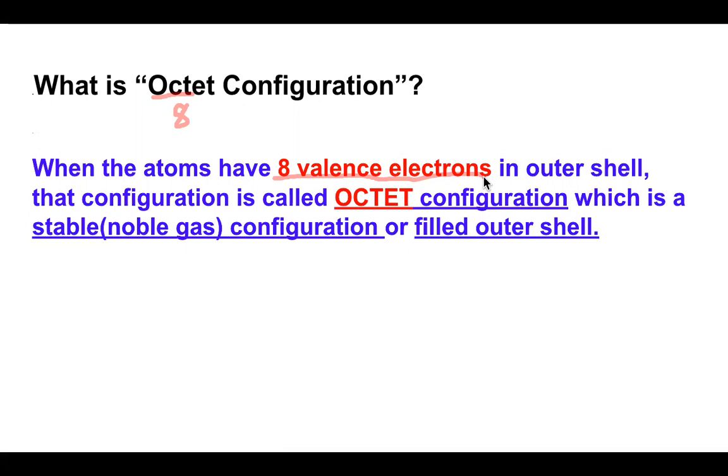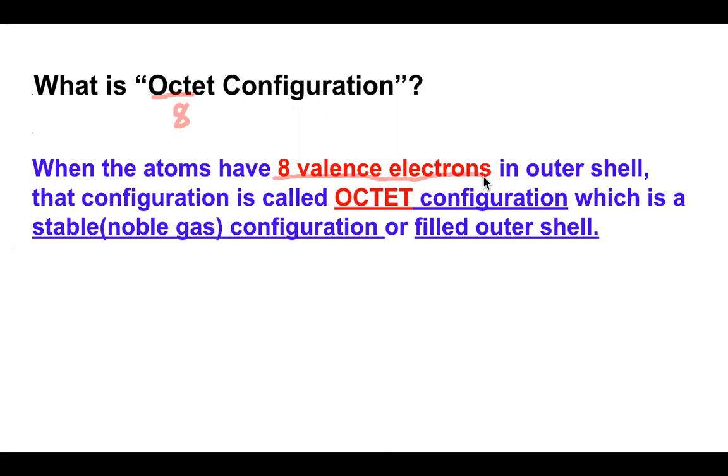And what is so special about octet configuration? Because octet configuration is a stable configuration. See, when you see group 18 elements, the noble gases, they all have stable configuration because they have 8 electrons, except helium. All other elements in group 18 have 8 electrons in the outer shell, which makes them stable. So they have a completely filled outer shell.